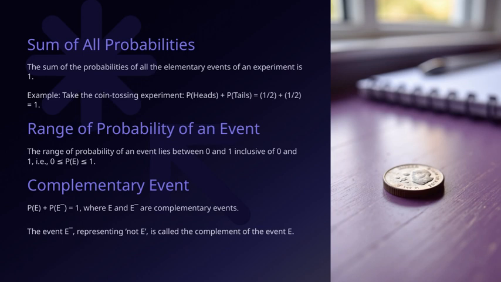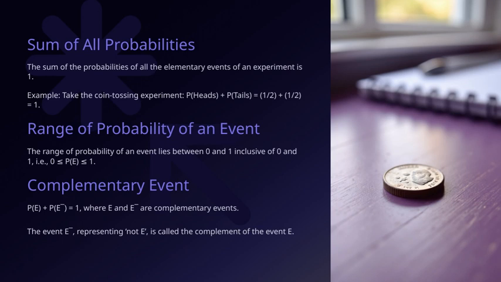To clarify this, consider a simple example like tossing a coin. The probability of getting heads is 1/2, and the probability of getting tails is also 1/2. When you add these together, you get 1, which confirms that the total probability across all possible outcomes in the experiment sums to 1. This is a fundamental principle in probability theory. The sum of the probabilities of all elementary events in an experiment must always be 1.